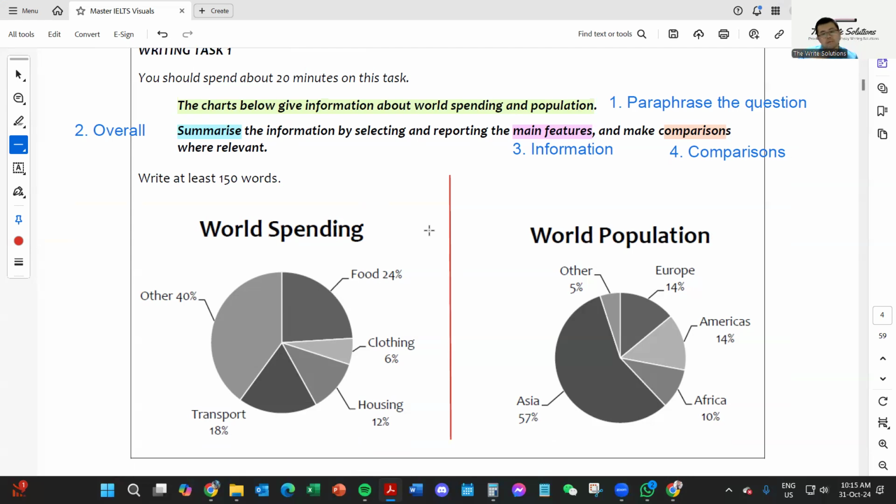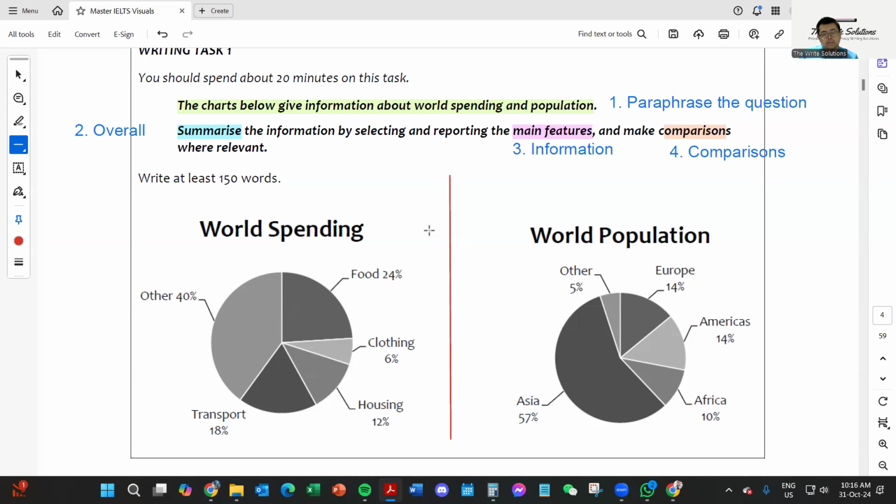World spending cannot be compared to population, okay? Two different things. You, as a person, and I are two different things. You and I are going to the movies together, you and I. So the "and" separates the two, okay? So you're going to be doing that. So paraphrasing the question is done in one sentence. It's done, okay?